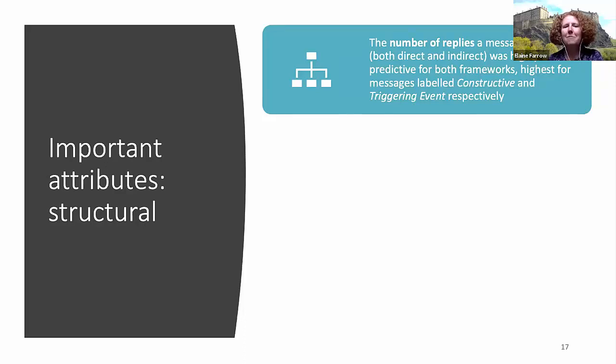This is not surprising because the first message in each thread would tend to get that label. The first message introduces new content. It's not building on what someone else has said, so it's labelled constructive. It's also the triggering event that starts the discussion. Obviously, other messages also get these labels, but that helps to explain that result.